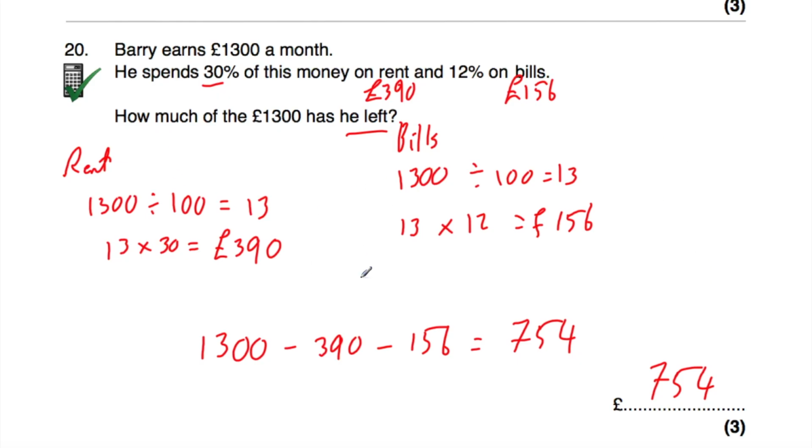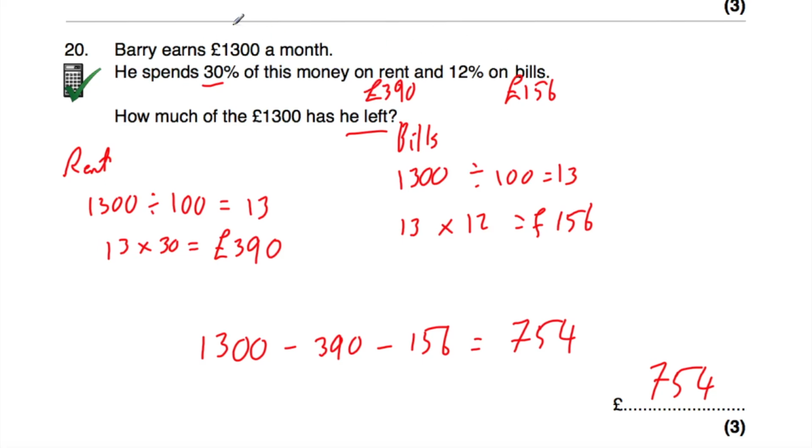Now in this question, I've set it out this way on purpose. I've worked out how much he has to pay for his rent, how much he's got to pay for his bills, and then we've taken it away from the 1,300. I could, if I wanted to, add together the 30% and the 12%. That's equal to 42%. So we know that he spends 42% of his money on rent and bills.